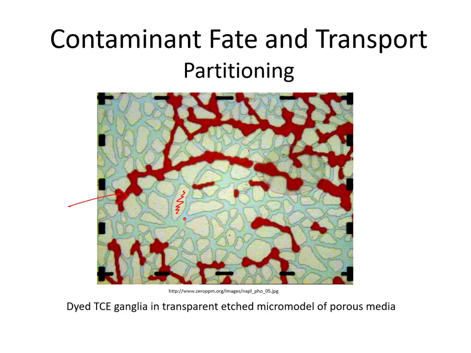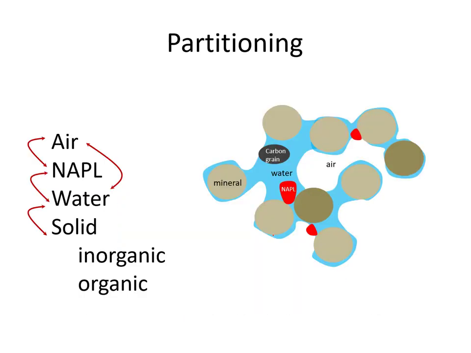And so what we're thinking about when we're considering partitioning is that in these ganglia there are many molecules of TCE in there, and those molecules are going to get distributed out here in the water. They're going to dissolve in the water, but they may also partition onto the solid phase. And so understanding that distribution is really going to be what we're talking about here with partitioning.